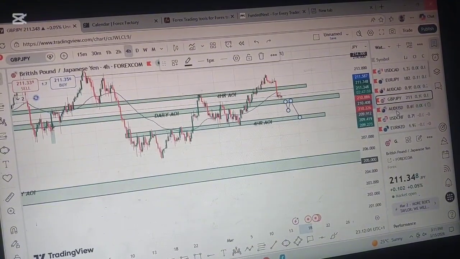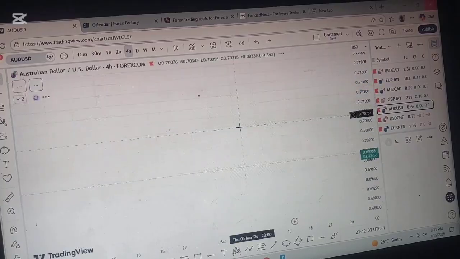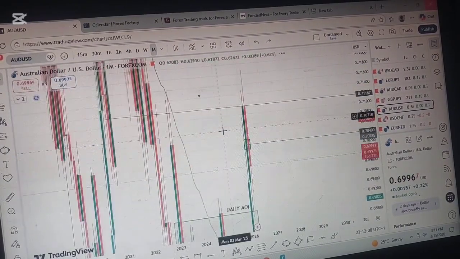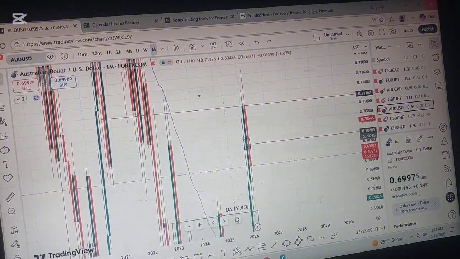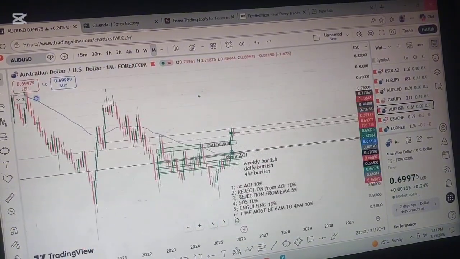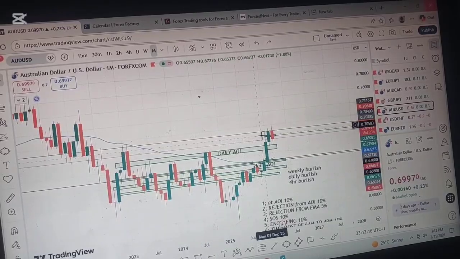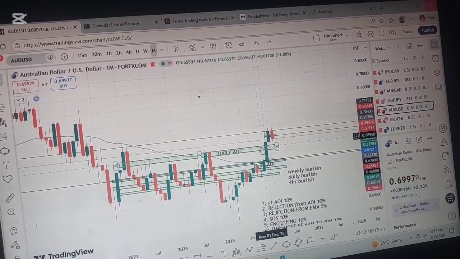So next, AUD USD on the monthly time frame. You can see we are currently bullish on the monthly time frame.